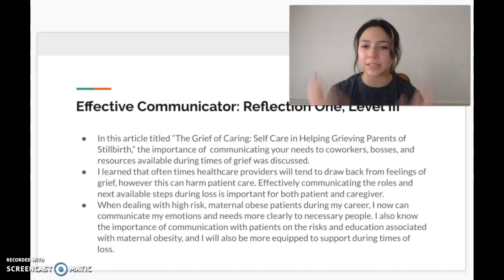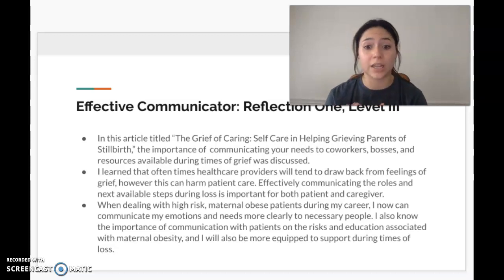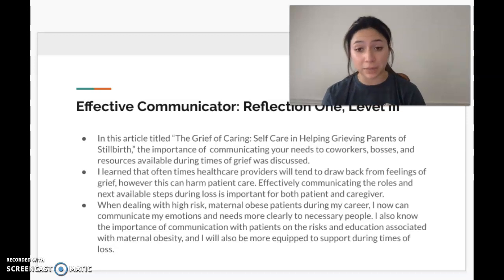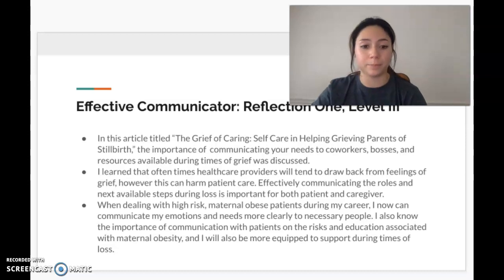How this can tie into my public issue is whenever you're dealing with high risk and maternal obese patients, I know that I'll be able to more effectively communicate my emotional needs to my coworkers, to my bosses, and just what I'm needing more clearly to people around me. And I know that I will also be able to communicate risks and educate my patients who are on the maternal obesity spectrum, and just be able to be a provider for them.